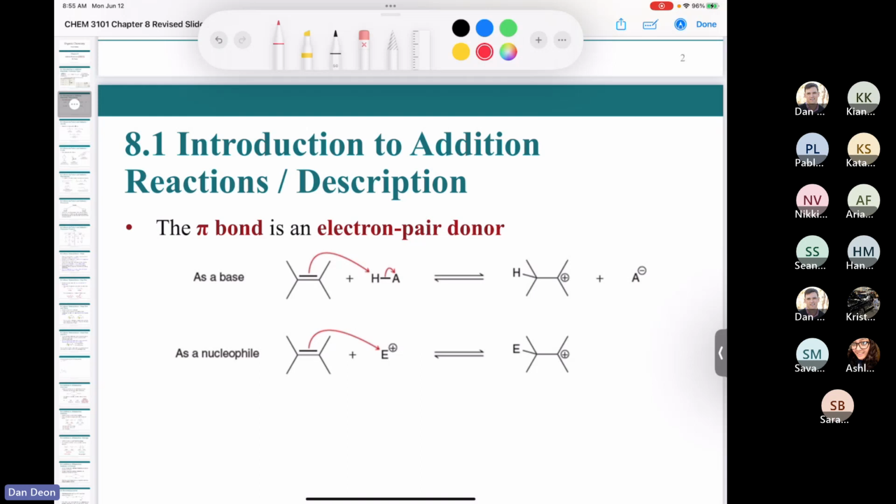It means there's two possibilities, right? It can either function as a base, right? If you think of a Lewis acid as an electron acceptor, a Lewis base is an electron donor, right? And then a nucleophile, well, we know that a nucleophile is a nucleus lover, so a pair of electrons can attack an electrophile. So again, the pi bond, weaker than a sigma bond, can function as a base or as a nucleophile. And that is, in a way, why we need an entire chapter to talk about alkenes.